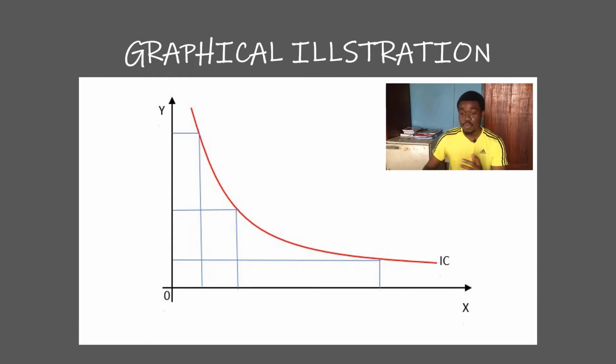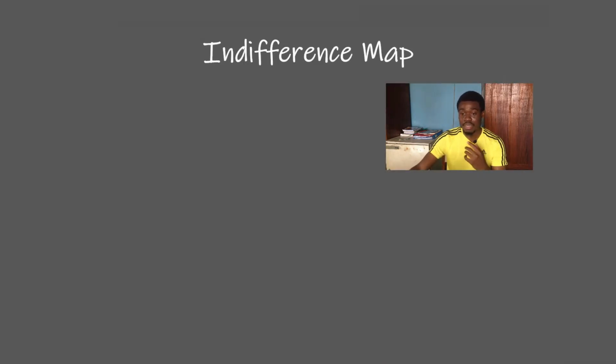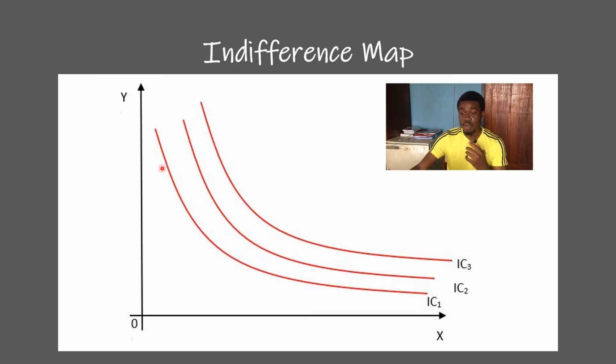So moving on, we have the indifference map. Now this is the indifference map, in which we have different combinations. We have different indifference curves, and we have commodity y and commodity x. These three indifference curves mean that as we move from one curve to another, there's a higher level of satisfaction. When we shift from IC1 to IC2, there's a higher level of satisfaction. I hope you get me.